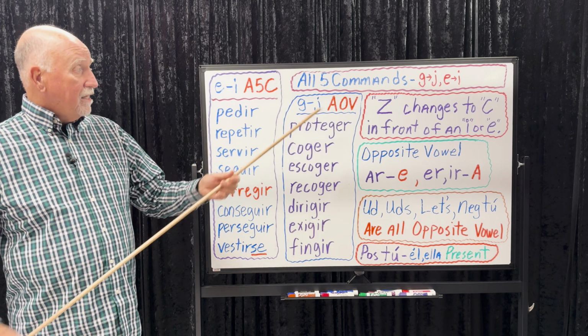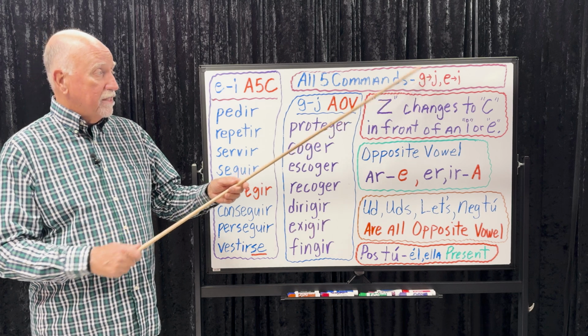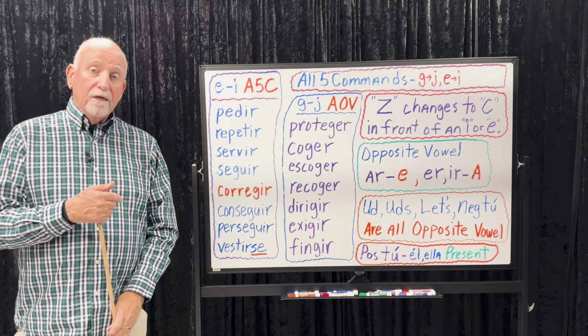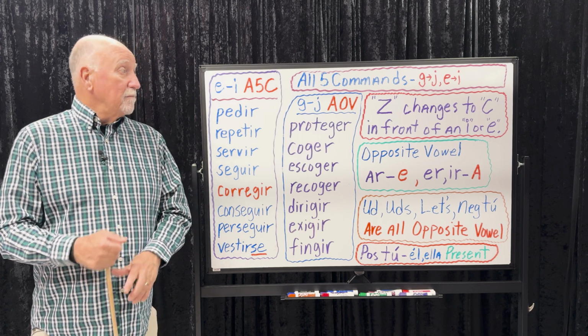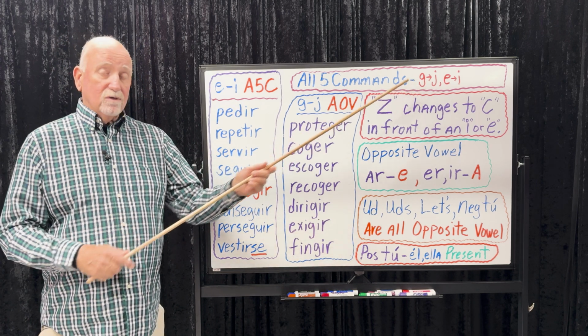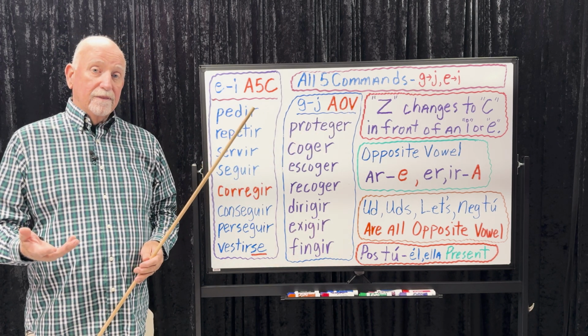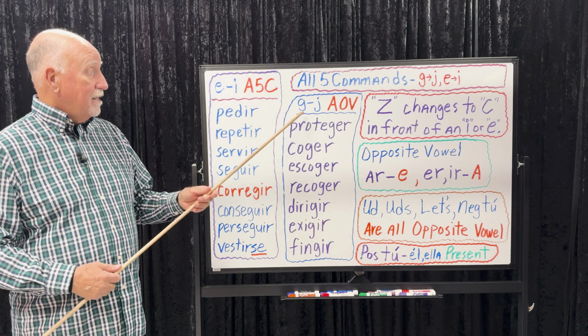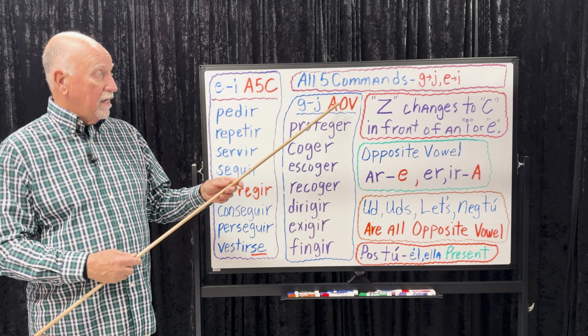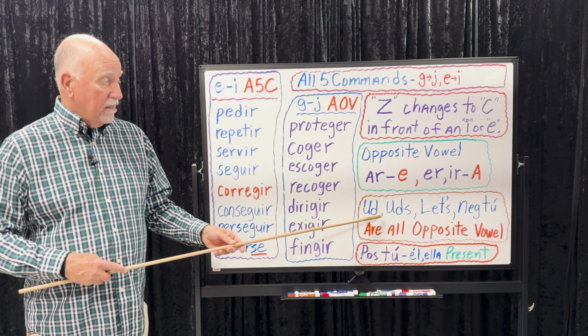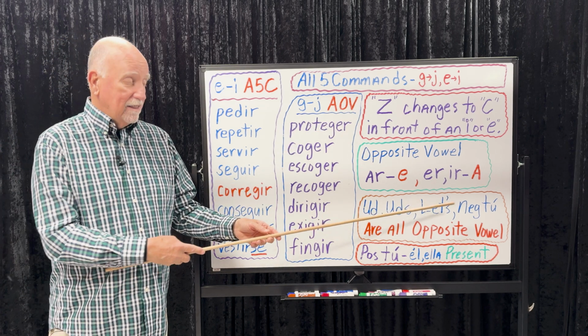Well, we're looking at, in the present tense, G to J verbs like recoger, to pick up. You know the yo form ends in O, recojo, but it's with a J. But the G to J in the present tense only happens in the yo form. But the G to J in the all 5 commands is going to happen in all the opposite vowel forms. In other words, the usted, the ustedes, the let's, and the negative 2.